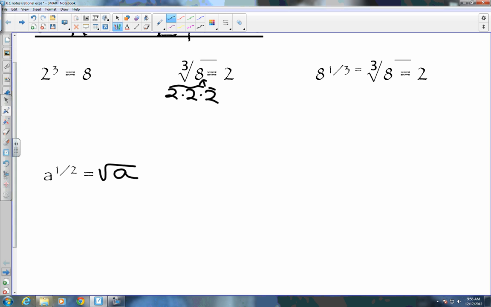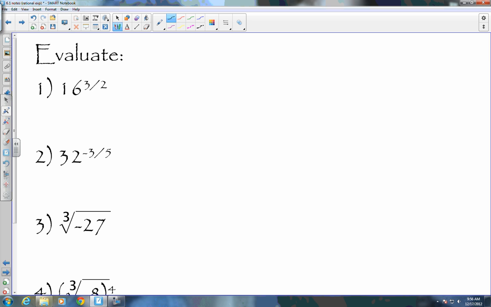Now let's look at how we apply this. So if I have to evaluate 16 to the 3/2 power, well, if you just look at it all together like that, that's a lot going on in one place. So the first thing I want you to do is break it down into its individual parts. 16 to the 3/2 power is the same as 16 to the 1/2 raised to the 3rd power, because remember what we just did with exponents, a power raised to a power, you multiply them. 3 times 1/2 is 3/2.